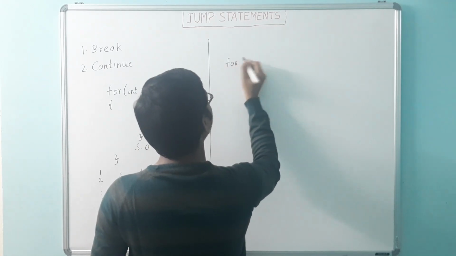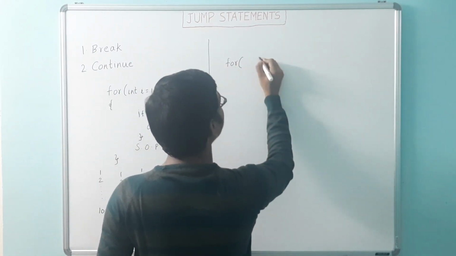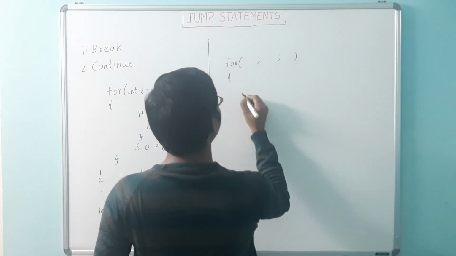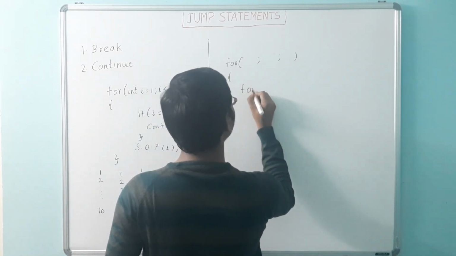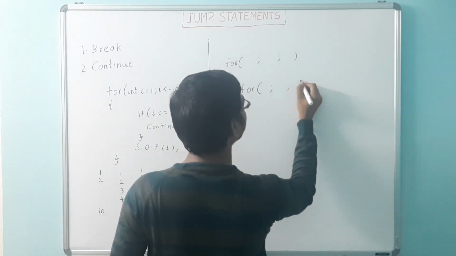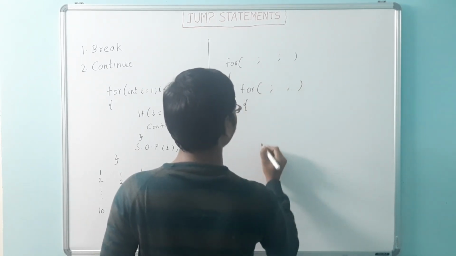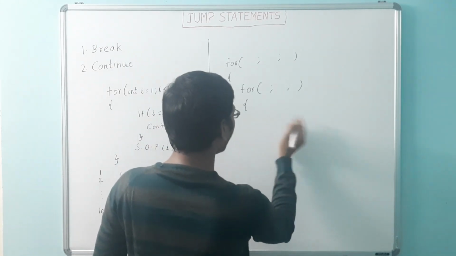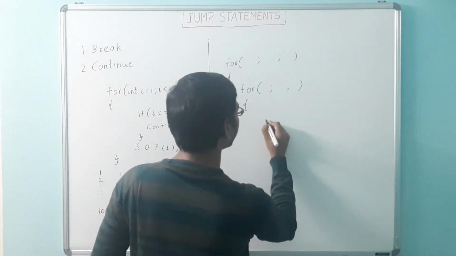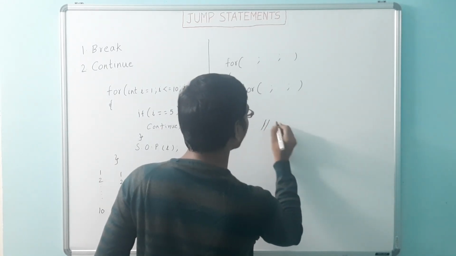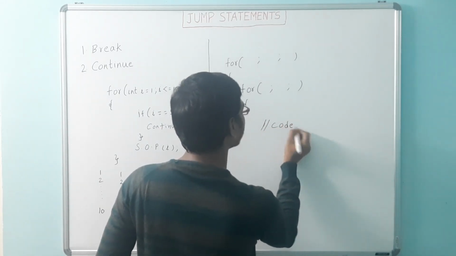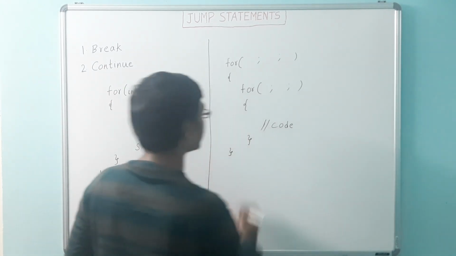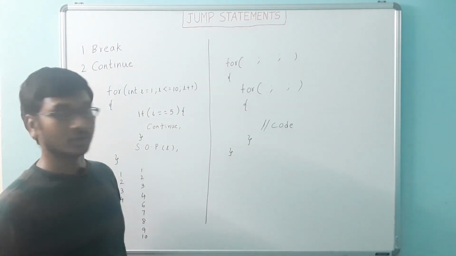And for that, let me take an example. So let's say I have some for loop here, and within this for loop I have another for loop, right? And I wanted to write some code here. This is my code, and I am going to close these two for loops. This is a nested for loop, right?